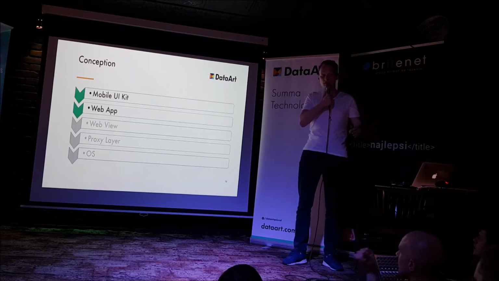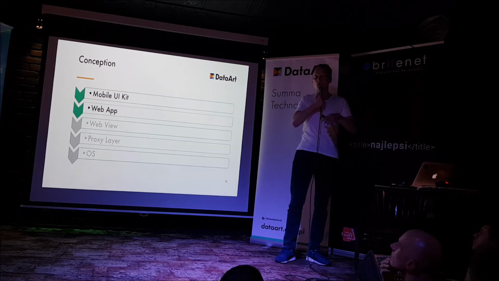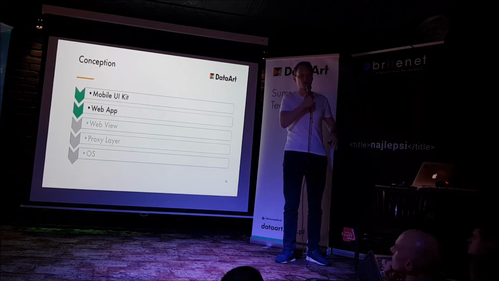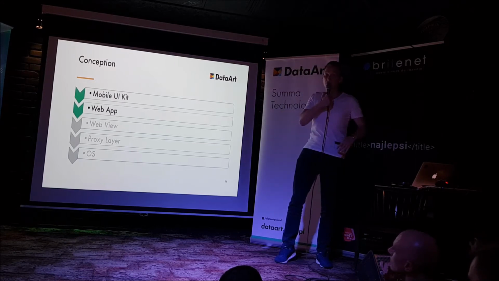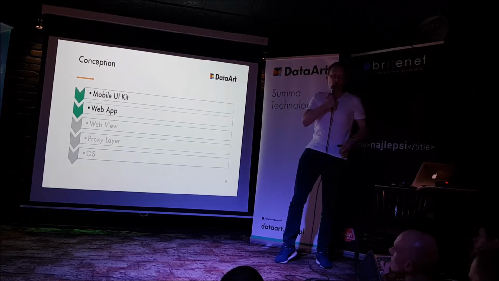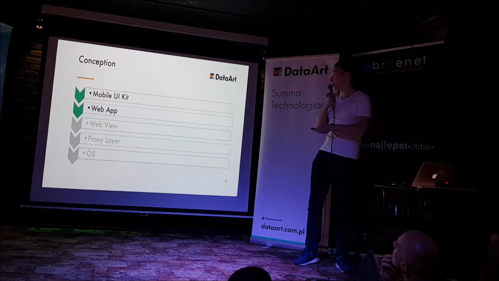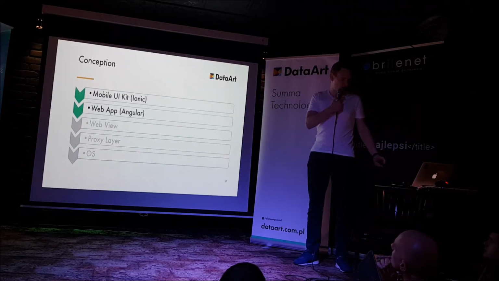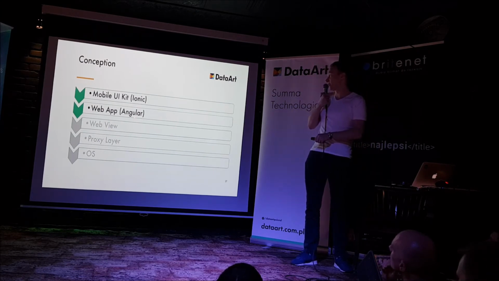So when we build the project for Android, it will use Android controls. It will place controls in places where they usually are in an Android application. And oppositely, if it is for iOS, it will place those controls in the correct places. And it will use correct styles. So it will look like an iOS application. And in our scenario, our web application is Angular and our mobile UI kit is IONIC.